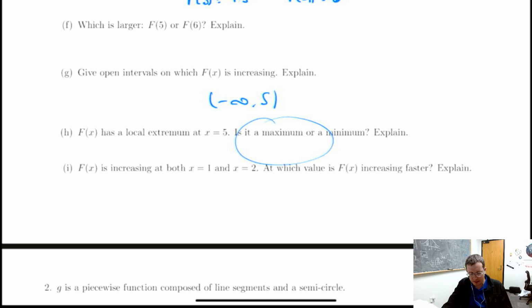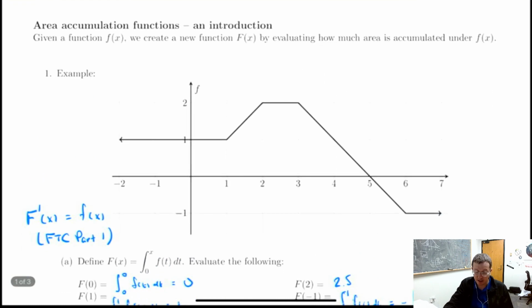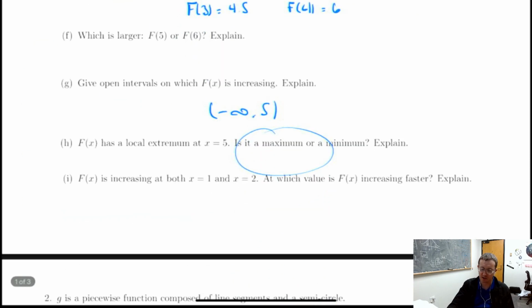Capital F is increasing at both x equals 1 and x equals 2, whereas capital F is increasing faster at time 2. In terms of the snow example, we're asking when is the amount of snow on the ground piling up faster. It's faster up here because it's snowing at a greater rate, 2 inches per hour instead of 1 inch per hour. And again, you're looking at the derivative of capital F. That derivative is greater here. It's got a bigger y value, so capital F is increasing at a faster rate.